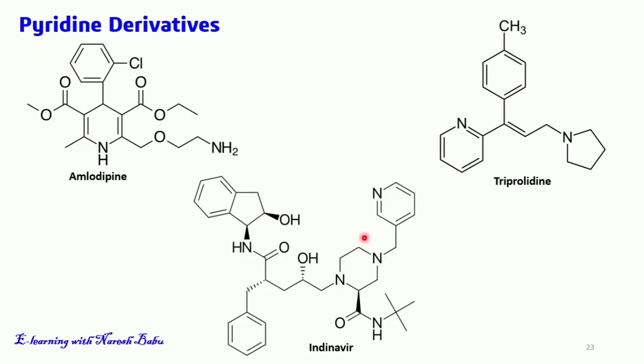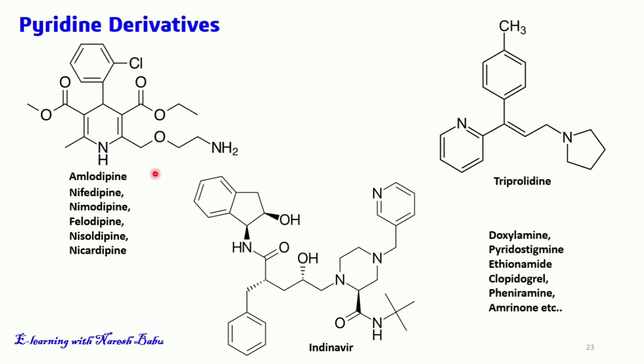And this example is indinavir. It is an antiviral drug also used in HIV infection. It is a protease inhibitor. We can see the pyridine ring system in this indinavir. So in the case of amlodipine, what I told, a calcium channel blocker, not only amlodipine, the remaining drugs in this classification like nifedipine, nimodipine, felodipine, nisoldipine, nicardipine, all the dipine-containing drugs have this 1,4-dihydropyridine derivative.